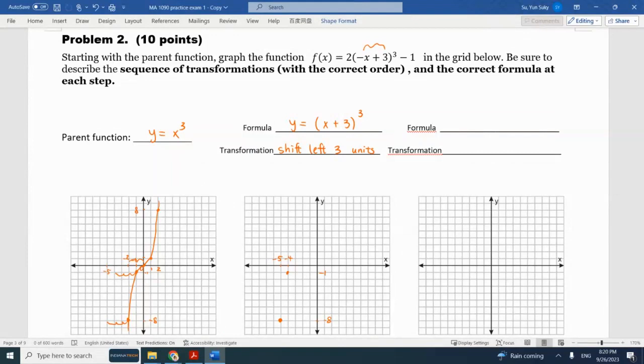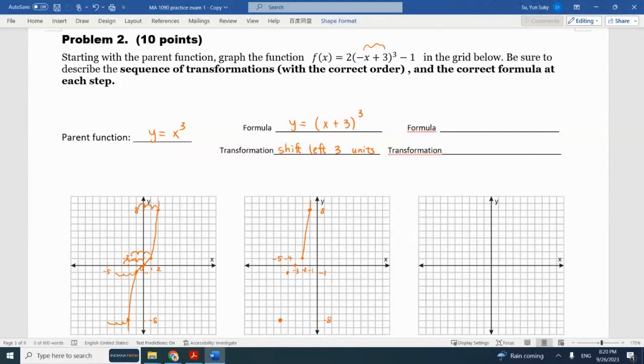And then 0, 0 shift left 3 units. We're at minus 3, 0. And then the 1, 1 shift left 3 units. We're at minus 2, 1. And then last point, you shift left 3 units. You're at minus 1, 8.